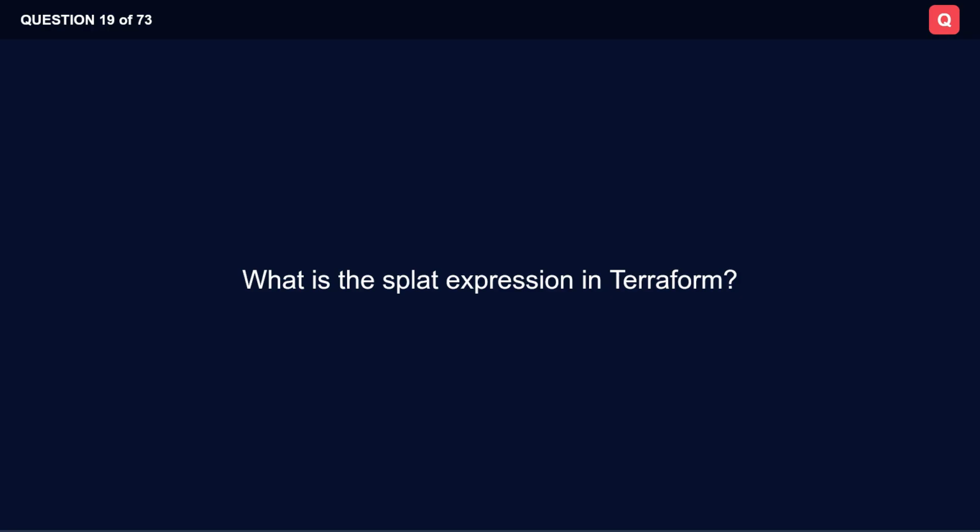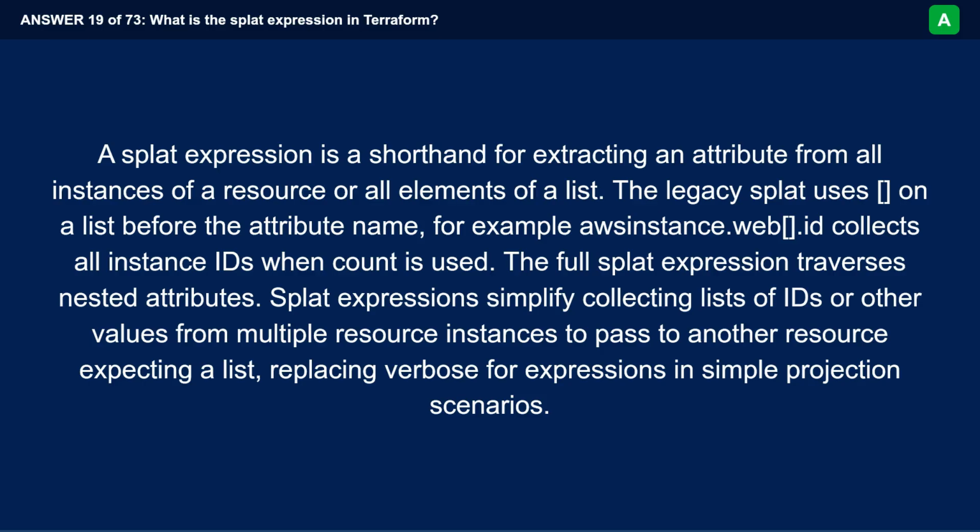What is the splat expression in Terraform? A splat expression is a shorthand for extracting an attribute from all instances of a resource or all elements of a list. The legacy splat uses .* on a list before the attribute name, for example, aws_instance.web.*.id collects all instance IDs when count is used.